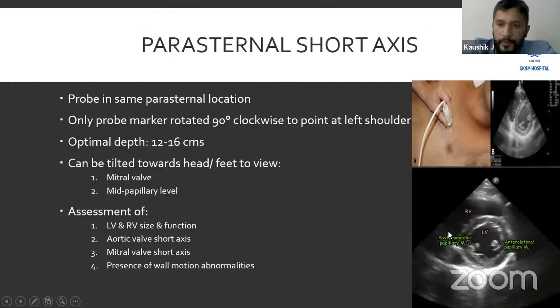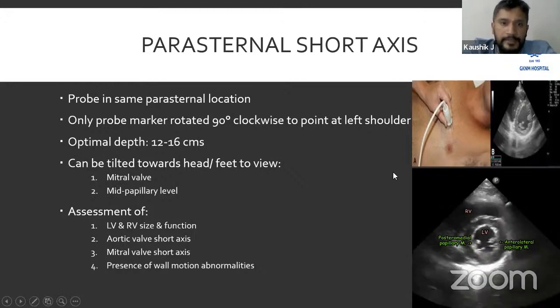To point the probe position when it comes to the parasternal long axis view, it's pointing towards the patient's right shoulder, and the parasternal short axis view where it's pointing towards the patient's left shoulder.